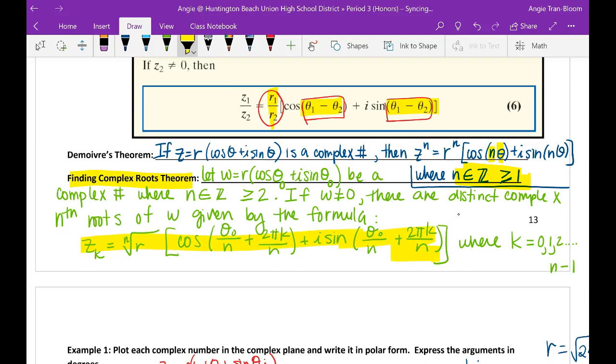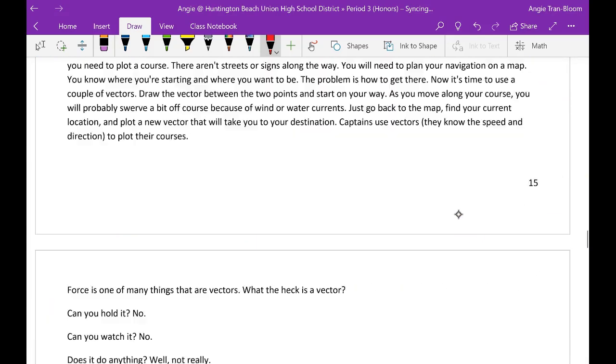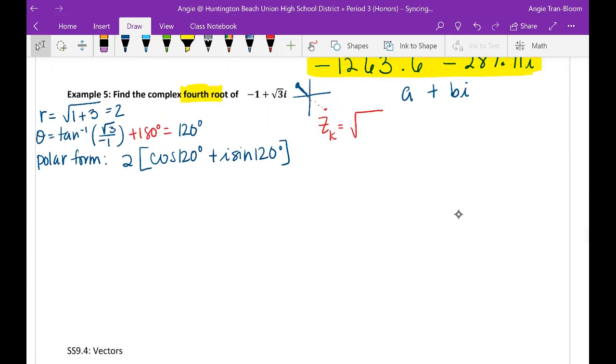Okay, n is your root, so if we're looking for the fourth root, that's going to be the fourth root of r. Then we're going to divide everything by 4. So that's what we're doing. And once you get more practice, it's going to be a lot better. It's always going to be a little bit scary when you listen to it or just see it for the very first time.